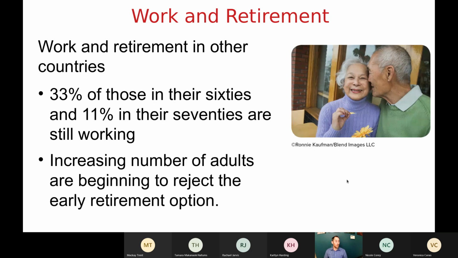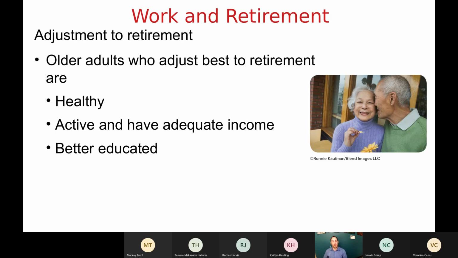So with this, there are more adults rejecting the early retirement option, and that is worldwide. With this being said, usually it's, again, because of that financial reason. They need to have financial resources to survive. So older adults who do retire, who does better and who does worse? So those who adjust best to retirement are those who are physically healthy.